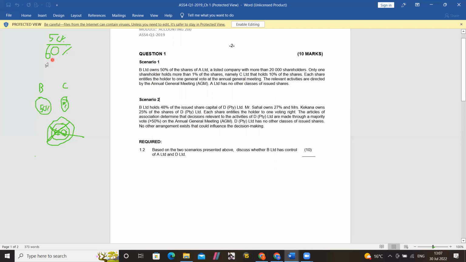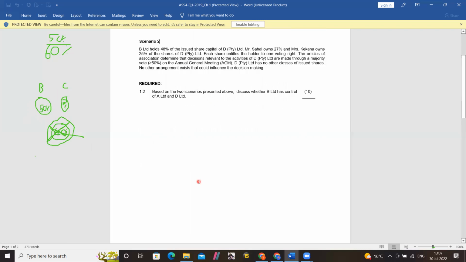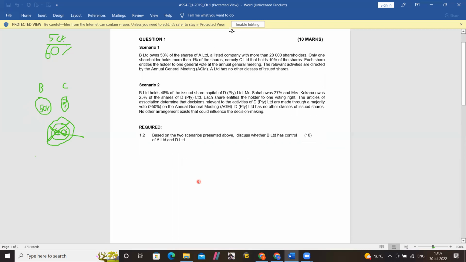Now that means that the only percentage that you have to influence decision making is 60%, right? B uses more, so B has more influence in that regard. That means that B actually controls A, right? And then don't forget the fact that the returns have to be variable in nature and linking them up.